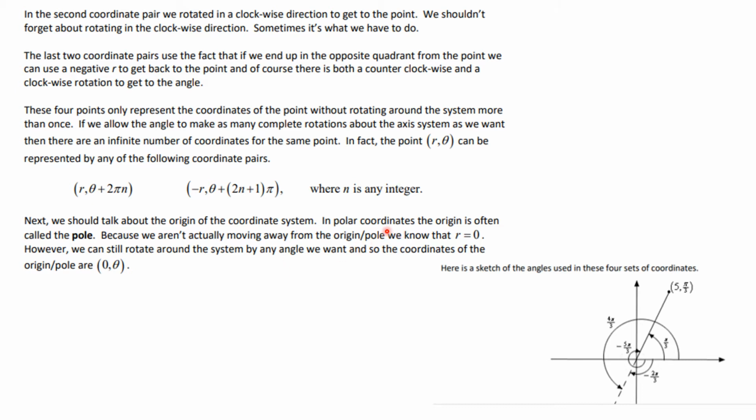Now, we also should talk about the origin of the coordinate system. In polar coordinates, the origin is often called a pole. I already talked about that. Because we aren't actually moving away from the origin at the pole, we have r is equal to 0. However, we can still have your car pointed in any direction and still be there. So the coordinates are (0, theta), where theta is any angle. And that's the same sketch we talked about before.